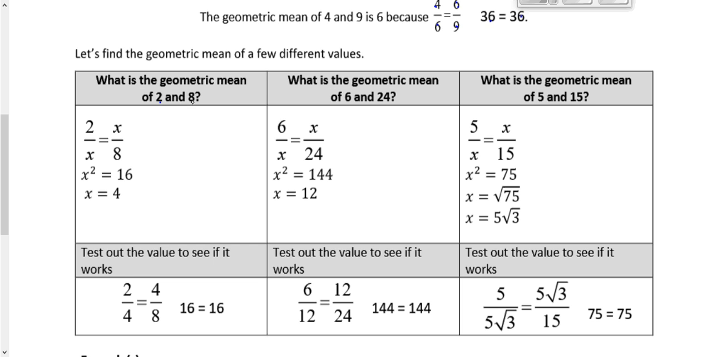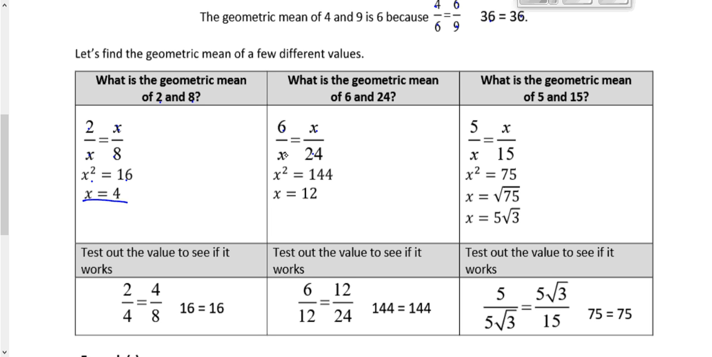But anyway, the geometric mean between 2 and 8. I set up a proportion with my 2 and 8 here and here, and my x and x, or whatever variable I'm going to use, there and there. Cross multiply. X times x equals 16. What do you do to both sides now? Take the square root. The geometric mean of 2 and 8 is 4. X equals 4. How about between 6 and 24? Same thing. 6 and 24 go there and there, put your x and x there. Cross multiply. X squared is 144. The geometric mean is 12.